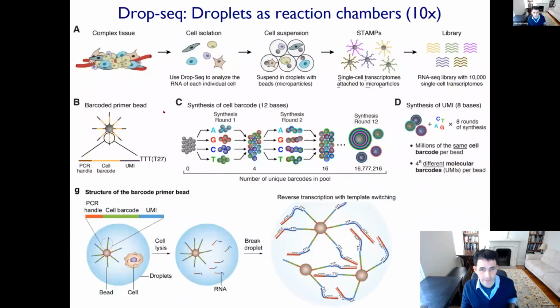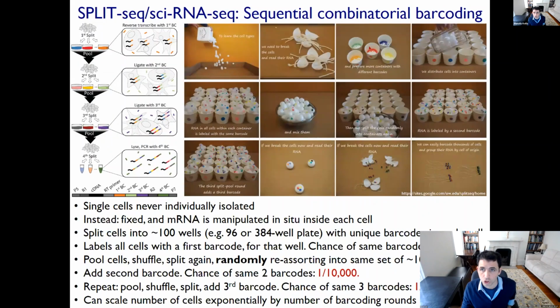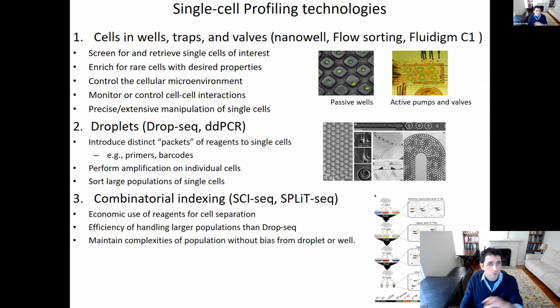So again, this is Drop-seq, this is Split-seq, where you're basically shuffling all your molecules. And then in the end, every single RNA molecule has a set of 3 barcodes that have been added at the end, enabling you to distinguish exactly which cell it came from. And you can just add more splits. You can add 4 splits to basically capture 100 million cells, and so on and so forth. So again, there's 3 main technologies. There's the cells in wells, then there's the droplets, and then the combinatorial indexing that we can use for all of these.